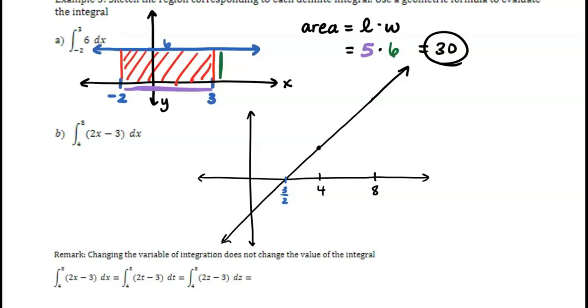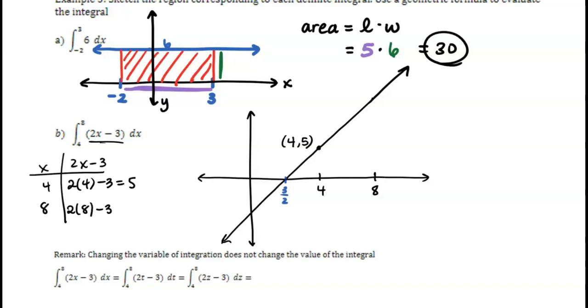So when we plug 4 into the function, we get out 5. So this is the point (4, 5), because 2 times 4 is 8, and 8 minus 3 is 5. And if we plug in 8, 16 minus 3 is 13. So at 8, this function is up at 13. So the area that we are interested in here is this area here.